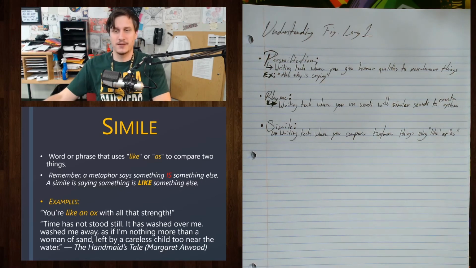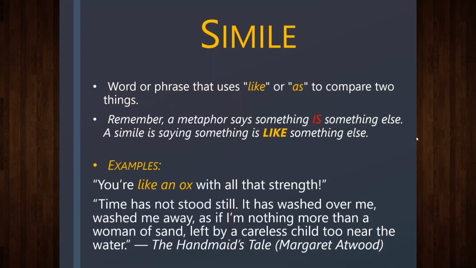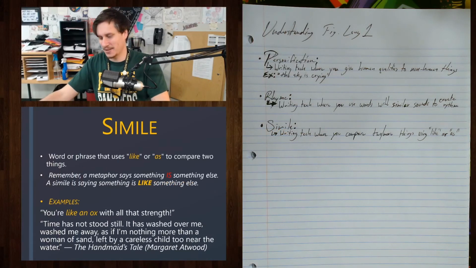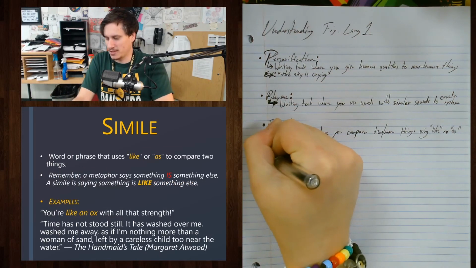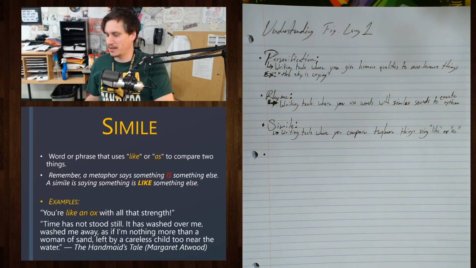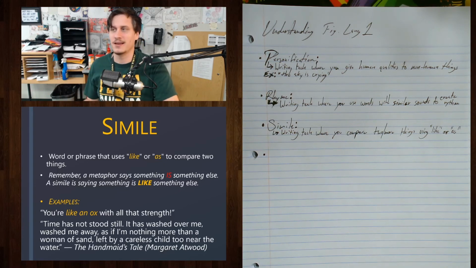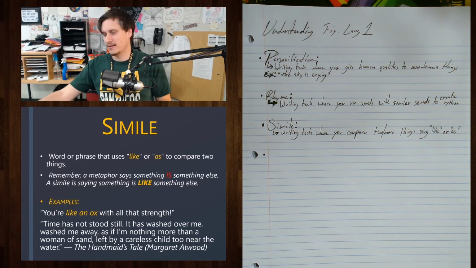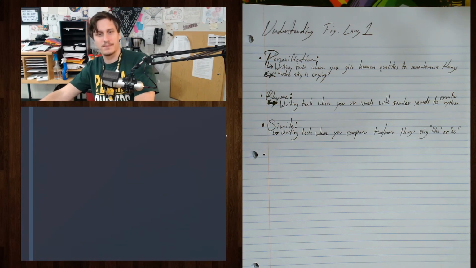In The Handmaid's Tale, there is a lovely simile. It's a really small one because the word as is right there in the middle of it, but this is what the main character says. Time has not stood still. It has washed over me, washed me away, as if I'm nothing more than a woman of sand, left by a careless child too near the water. That's a fantastic simile, because it demonstrates a very particular concept to you. This character feels left behind. They feel discarded, but with the visual that they leave there, it lingers. It's really good.